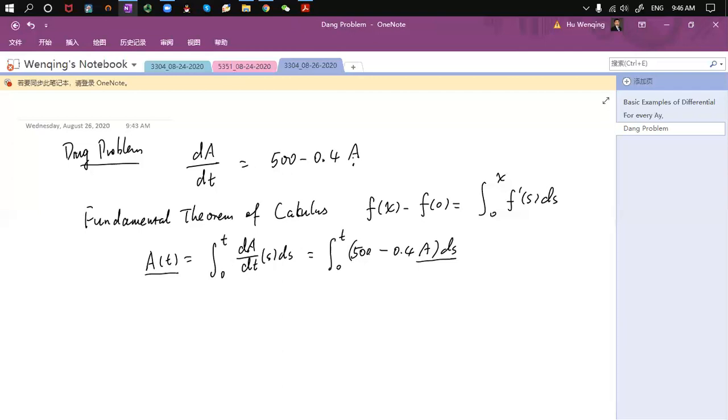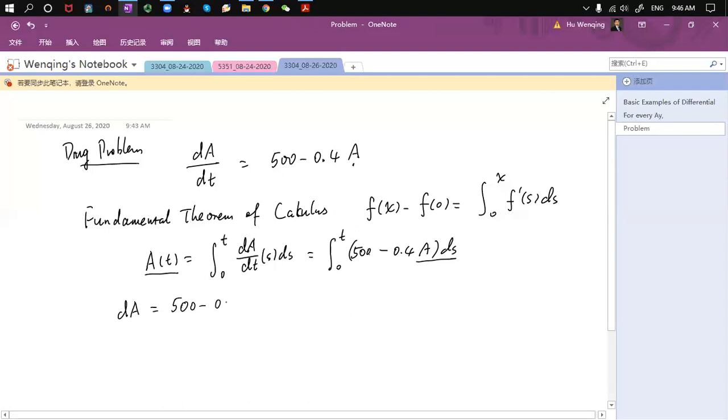Well, the idea is very simple. We're not going to treat dA over dt as a derivative, but rather we're going to treat it as a ratio of infinitesimals. If it is a ratio of infinitesimals, it can be moved around. So the same equation can be written as dA is equal to 500 minus 0.4 of A multiplied by dt. I multiply dt to the right-hand side.